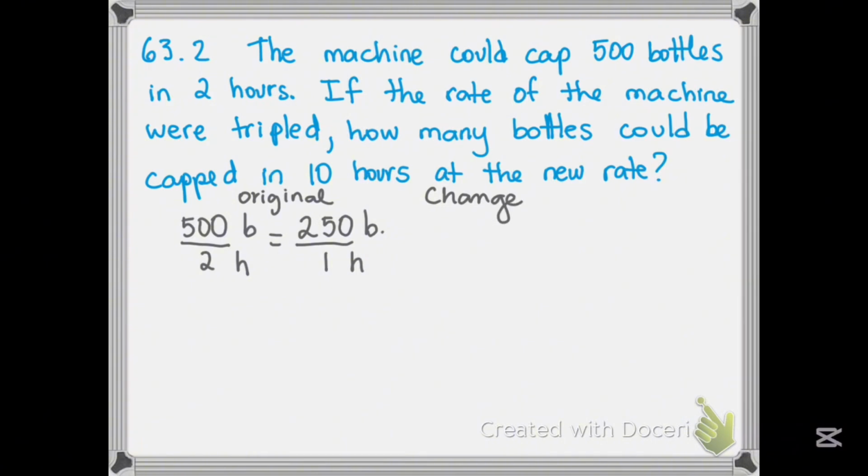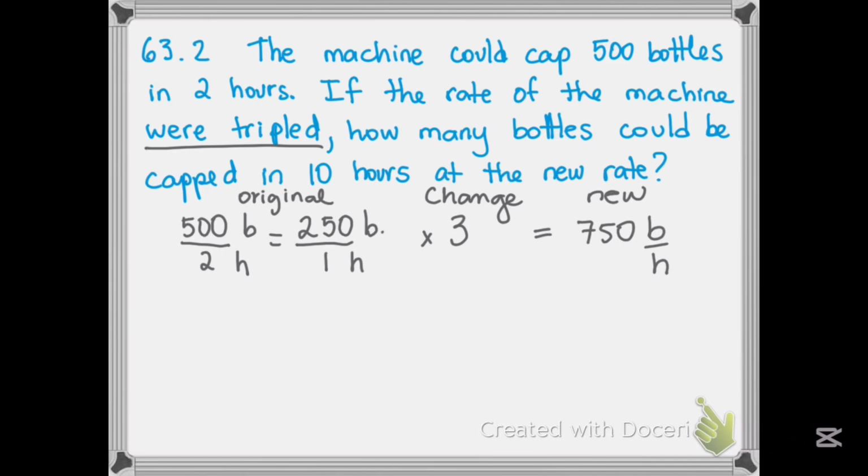It says, if the rate of the machine were triple, so triple means times 3. So I'm going to put here times 3. And we know that then that means that there is a new rate. So let's put new here. And we multiply 250 times 3, which is 750 bottles in 1 hour. Okay, remember, we don't multiply the bottom, just the top.